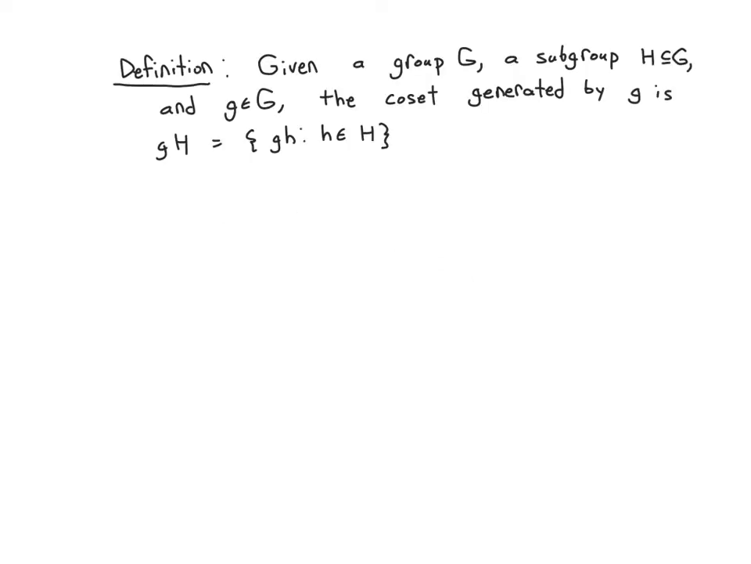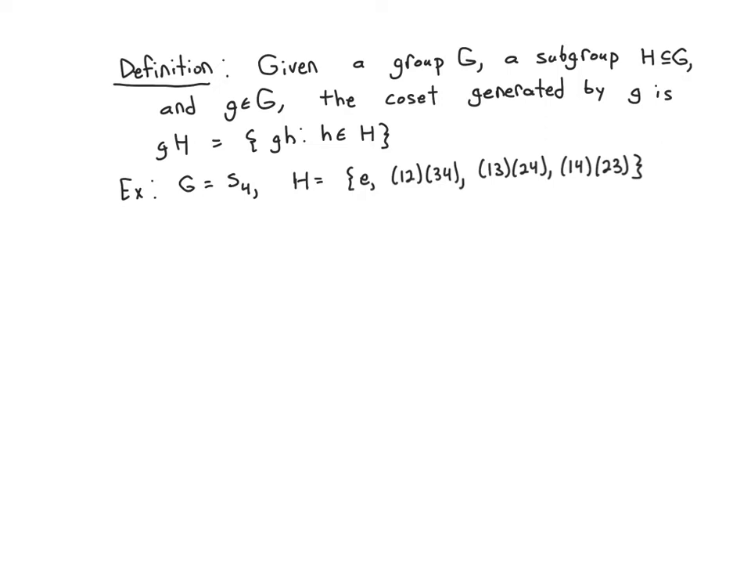As a reminder, given a group G, a subgroup H, that's a subset of G, and some element little g, the coset generated by little g is this set. It's the set of all products, little g times little h, where h is in the subgroup. So it's a good reminder that it is a set.